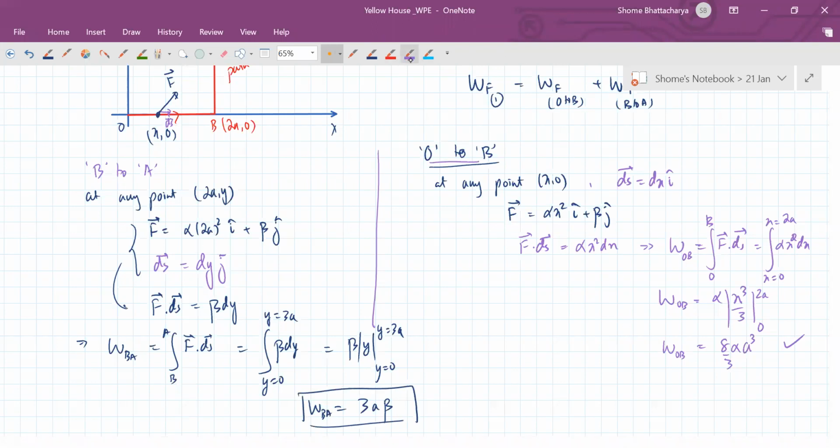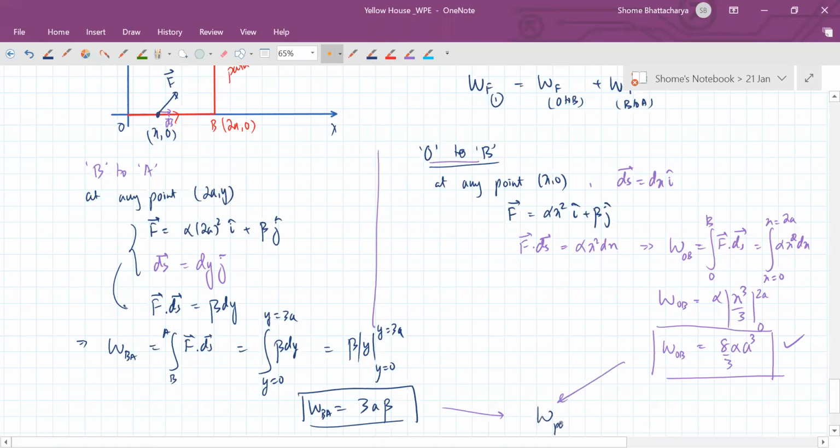This was the work done from O to B. So now the net work done in path 1 is the sum of these two. That's 8 by 3 a cube alpha plus 3a into beta. This quantity is the net work done.